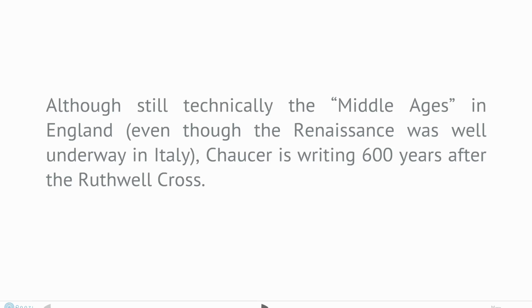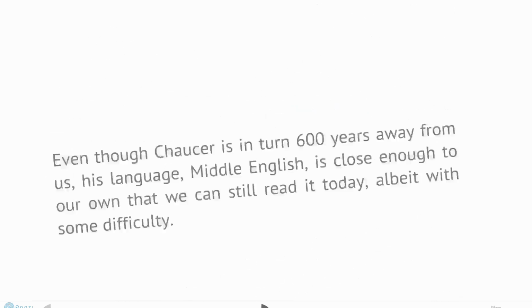And in fairness to Chaucer, Chaucer was well aware of what was happening on the continent. He is opening the way for the Renaissance in England. I think that's fair to say, but still technically and firmly a medieval writer.